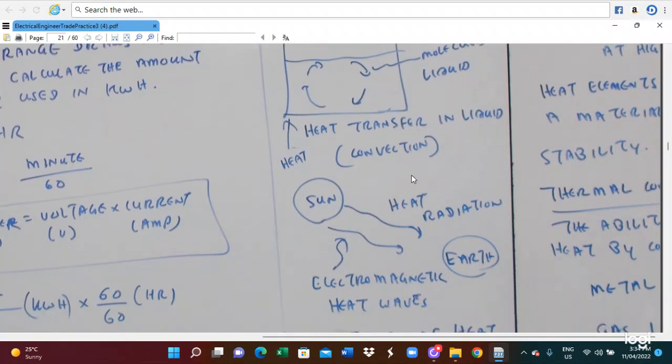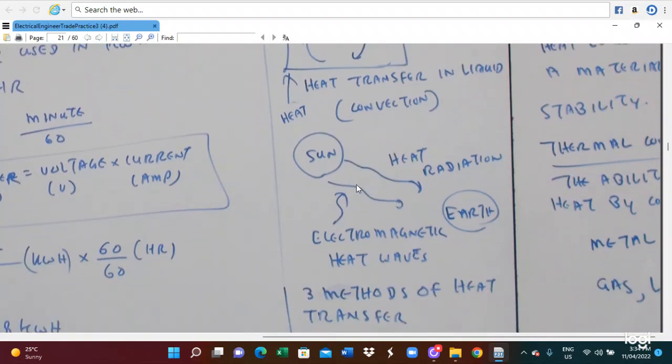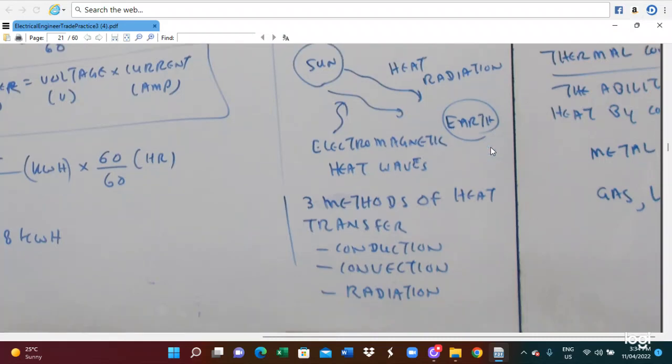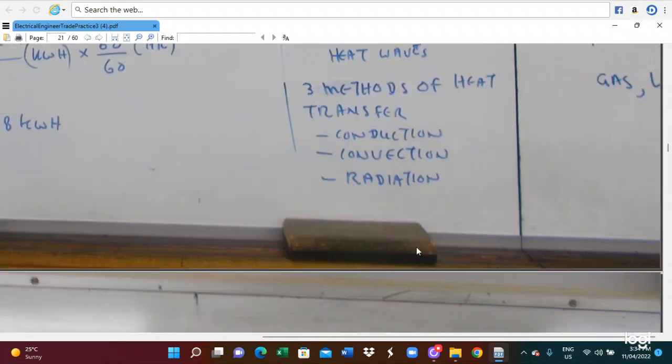This is convection. And there is also the radiation method, from the sun to the earth. The sun and earth are not in touch, because the heat is radiated through space. In radiation, electromagnetic heat waves pass through, coming from the sun and reaching the earth. So this is how the heat is transferred. The three methods of heat transfer are conduction, convection, and radiation.